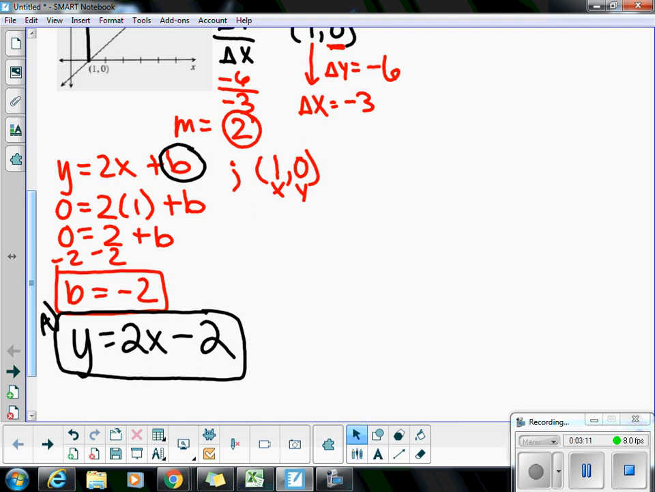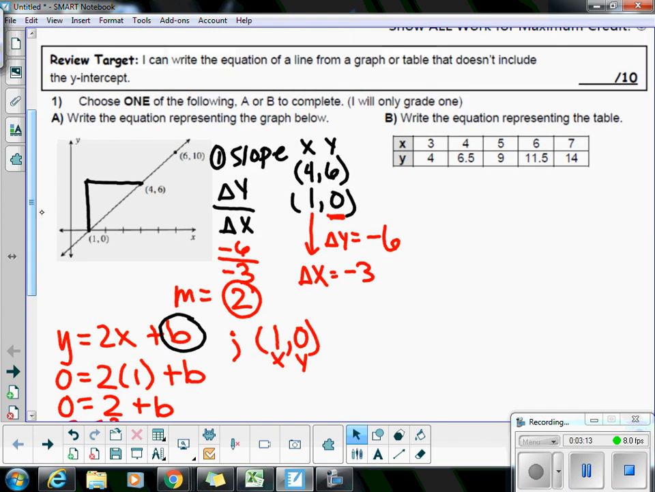Now B is a little bit different. For B, we are given a table, but we're still going to go through the same process. We're going to find the slope, and then we're going to find our b value. So for slope in a table, we're still looking at the change in y and the change in x. So first, we're going to look at the x values, and we're looking at the table starting at the left, going to the right. Each time, our x value is going up by 1.